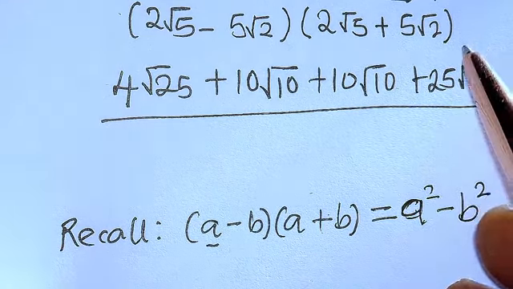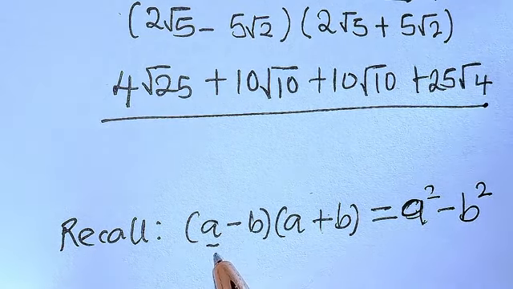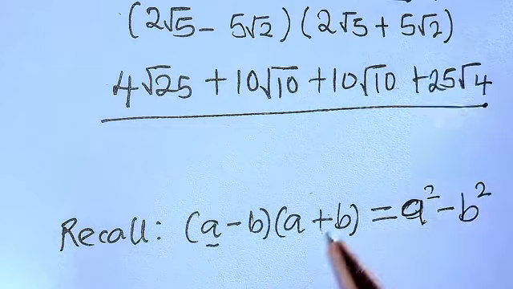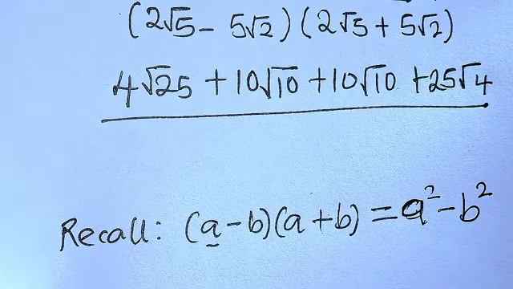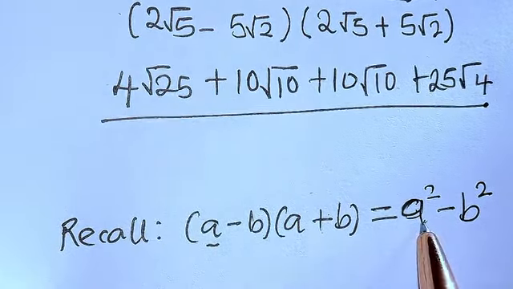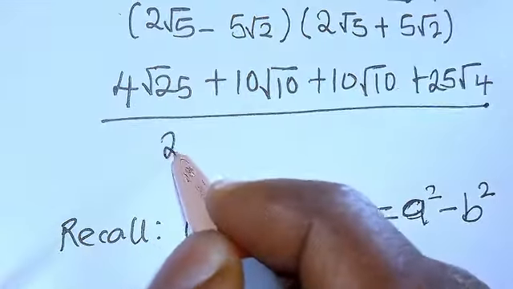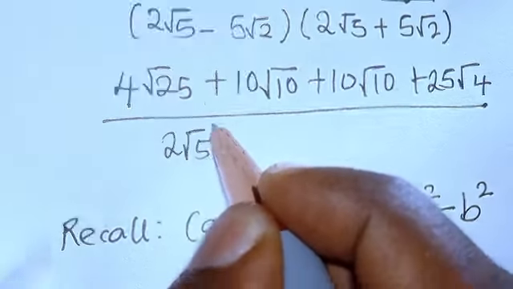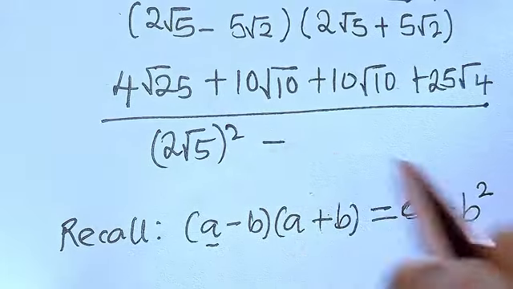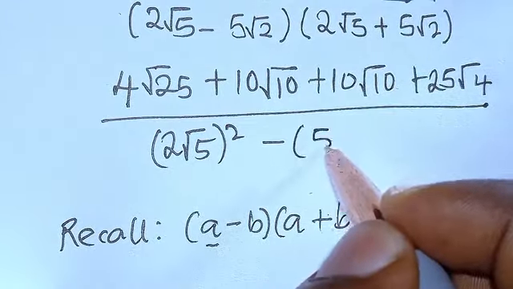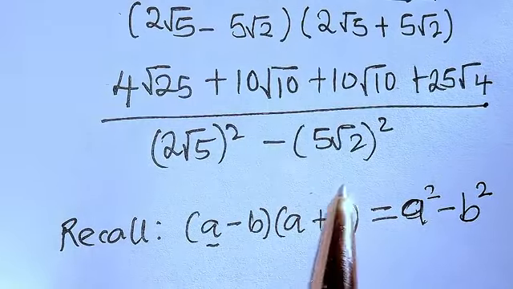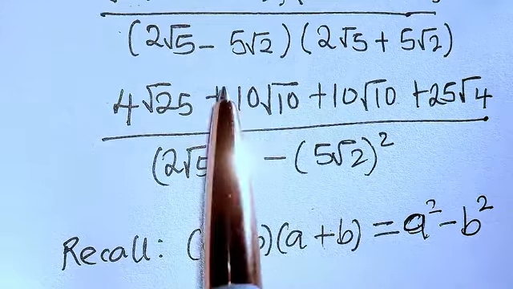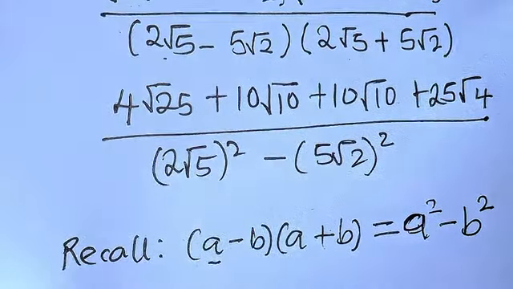Now this denominator is in the same form. Therefore, 2 root 5 we are going to square: 2 root 5 all squared, then minus 5 root 2 all squared. That is what we did, to save the time of multiplying term by term.